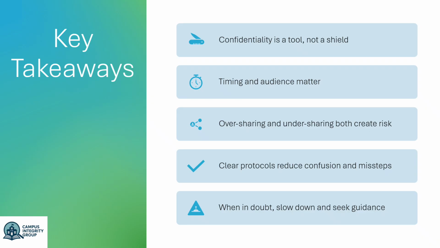The takeaway here is balance. Confidentiality is a tool to protect students and processes. It is not a shield to avoid action. Timing and audience matter. Oversharing and undersharing both can create risk, and you need clear protocols to reduce confusion and missteps. Clear protocols, consistent language, and thoughtful decision-making reduce risk all around. And if you're not sure what to do, slow down and seek guidance from other administrators or from legal counsel.